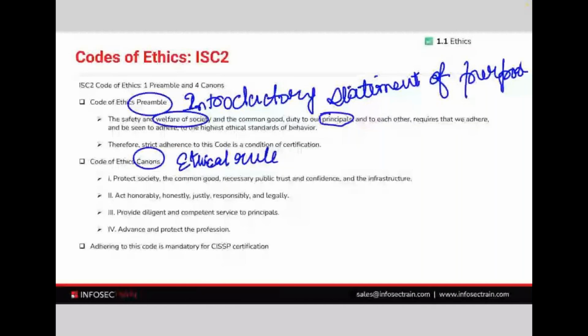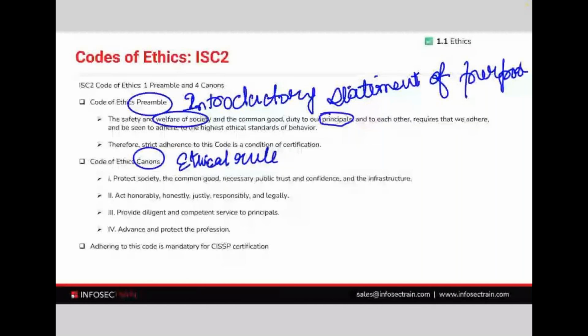The next one is provide diligent and competent service to the principals. So we have discussed this in the preamble. Principals are people who recruit you. You have to provide service to your organization with utmost sincerity, and you'll also have to protect the infrastructure of the organization that you're deployed at, right? So that's about the third canon.